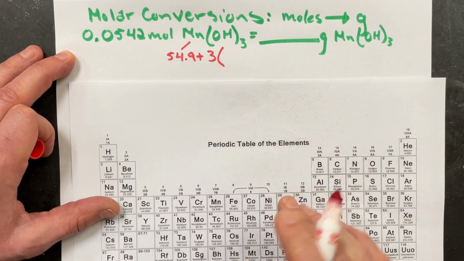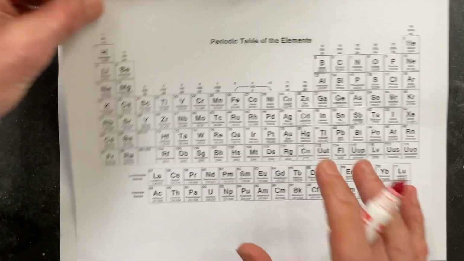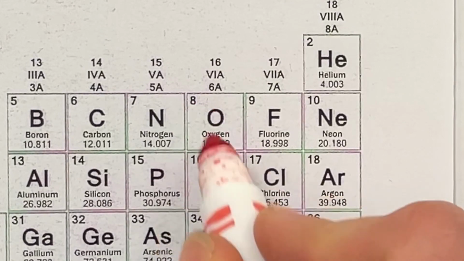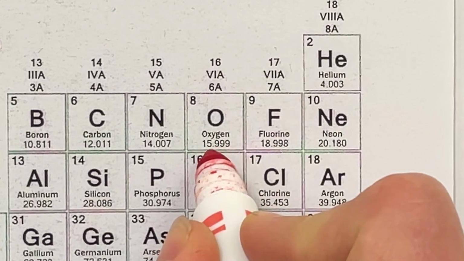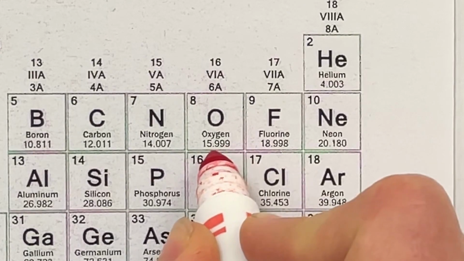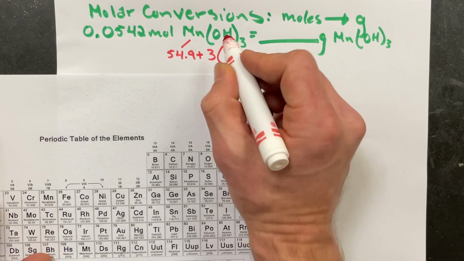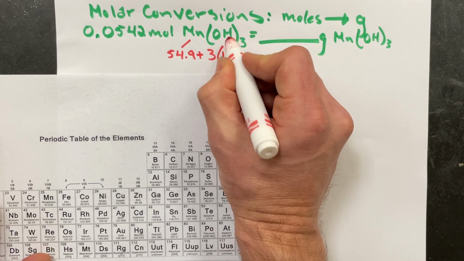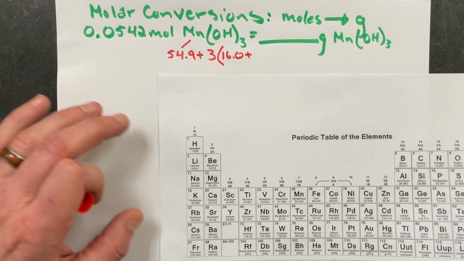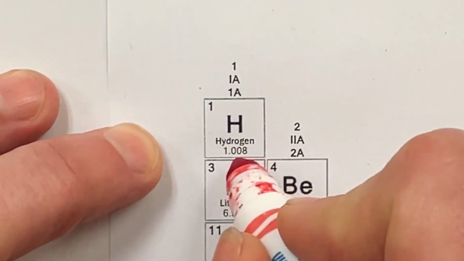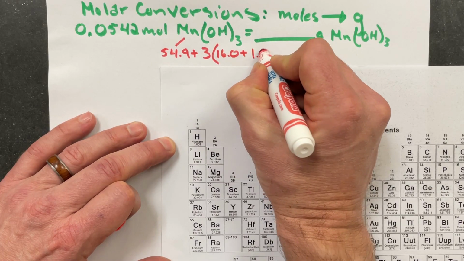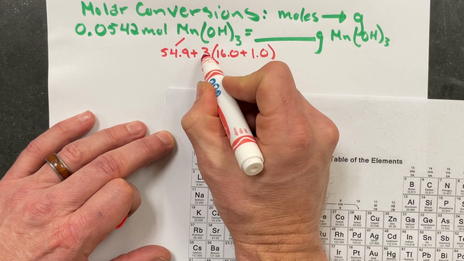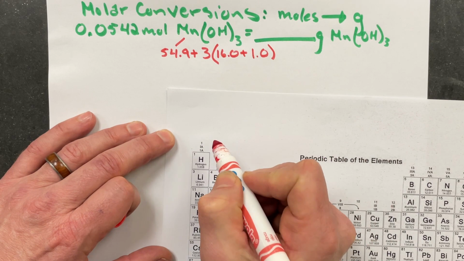Hydroxide is 1 oxygen. So let's find oxygen. Here's oxygen, and we see oxygen has 8 protons, but the molar mass number we're looking for is 15.999, which will round to 16.0. And there's 1 hydrogen. So hydrogen, most abundant element in the universe, here we got 1.0. So that 3 times is hydroxide 3 times.